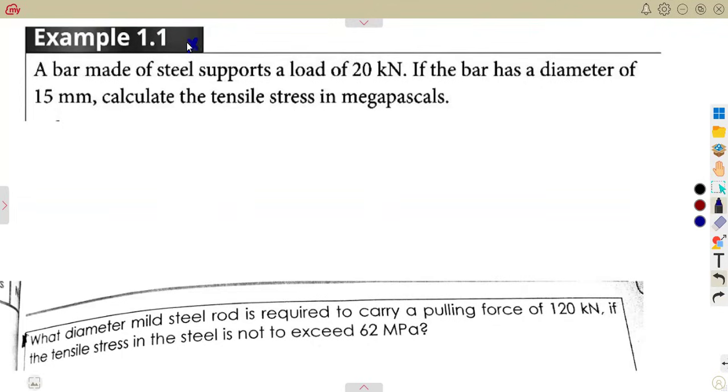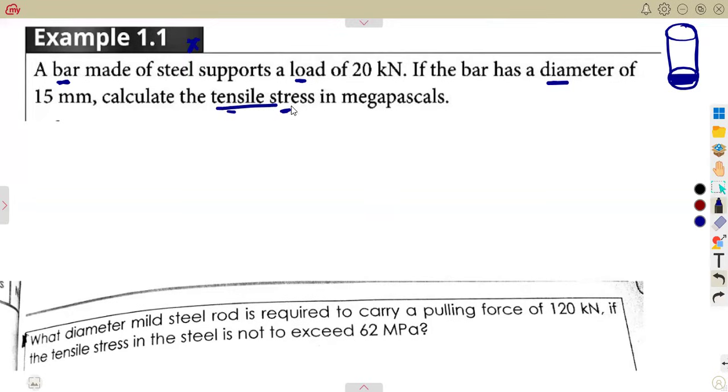On this first example, we have a bar made of steel that supports a load of 20 kilonewtons. If the bar has a diameter, meaning we have something that is circular, there's a circle that we have to consider, that's why we are given the diameter. Calculate the tensile stress because of the force that is being applied, the load, that is the tensile force.